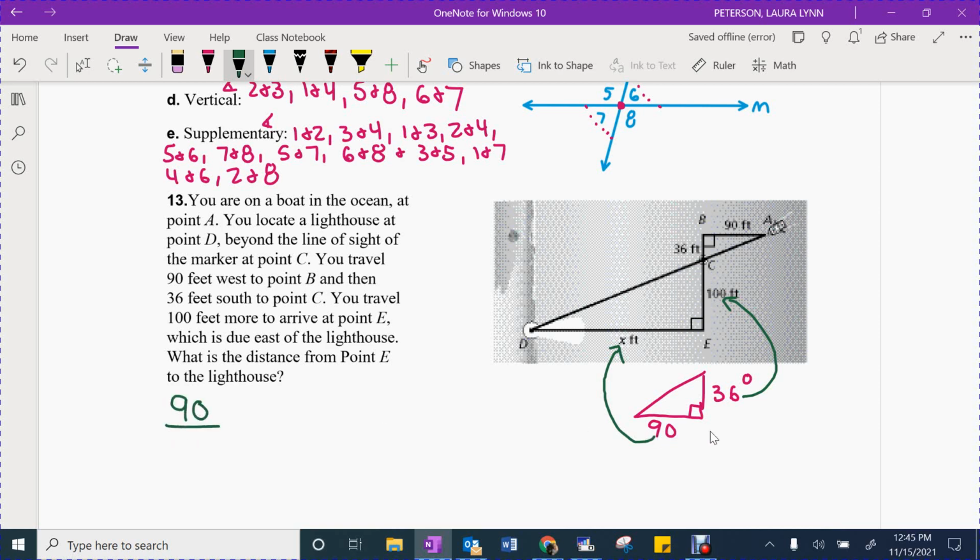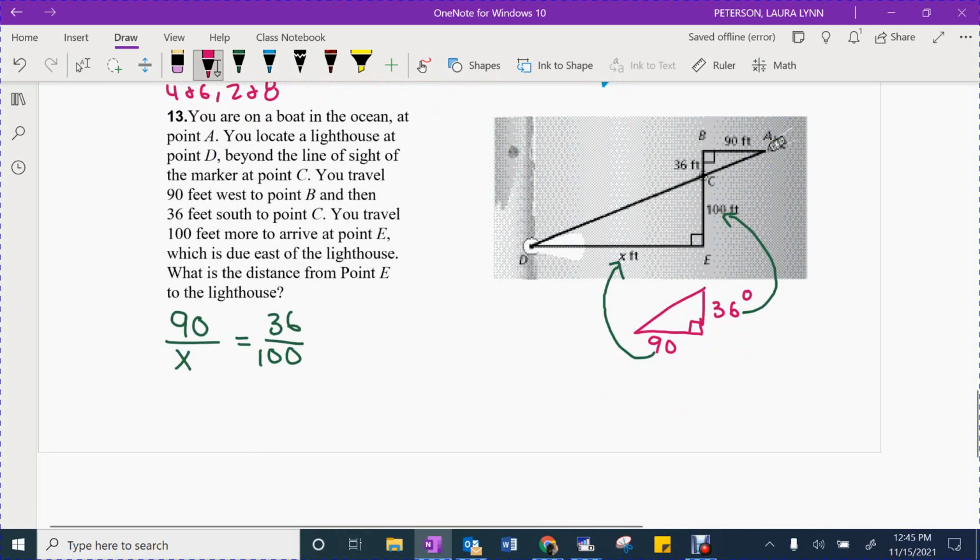So the bottom side of my small triangle was 90 over the bottom side of the big triangle was x. And we set this equal to its other ratio or comparison of sides of the small triangle side, which was 36, to the big triangle side, which was 100. Well, these are kind of big numbers. If I can avoid it, I don't really want to have to deal with big numbers because when we solve proportions, what we do is cross multiply. So let me see if I can simplify a fraction, because if I can simplify a fraction, then my math is way easier.